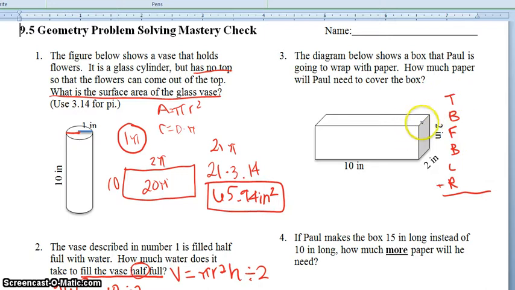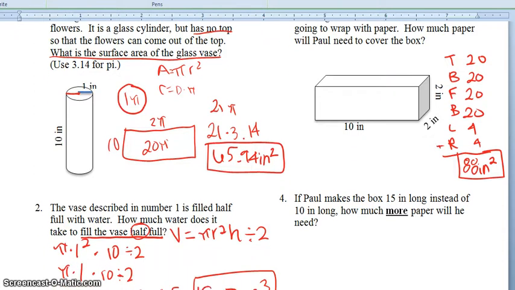So the top of this box is 2 by 10. So that's 20, the bottom will be the same. The front is again 10 by 2, so 20. And then the left side and right side are 2 by 2, so 4. So when I add that all together, I get 80 plus 8 is 88 square inches for that surface area.